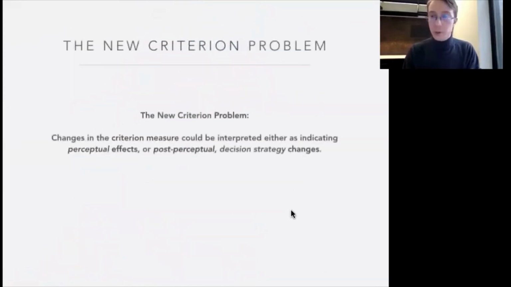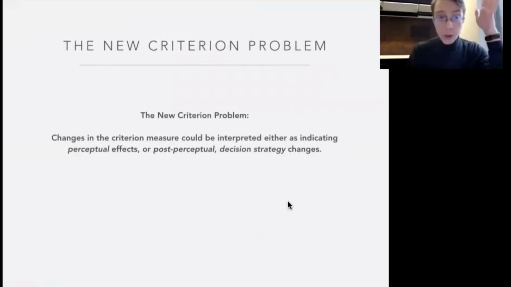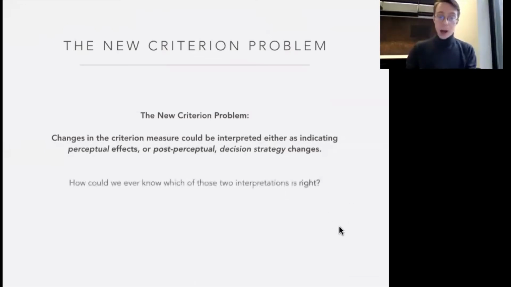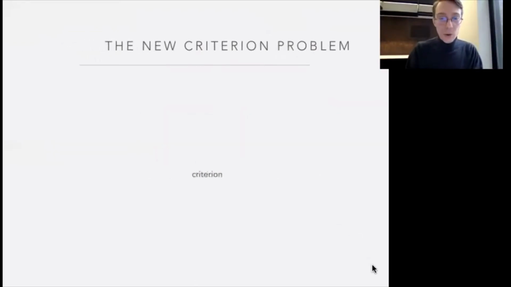So we have those two interpretations, and distinguishing between those two is the new criterion problem. The new criterion problem is that changes in the criterion measure, in your tendency to respond to something, could be interpreted either as indicating perceptual effects, as in the case of the Müller-Lyer illusion, or post-perceptual decision strategy changes in your tendency to respond that the stimulus is present. And again, how could we ever know which of those two interpretations is right? Again, it seems like whichever interpretation is right, people would report the same thing. Right? So that's a problem again.